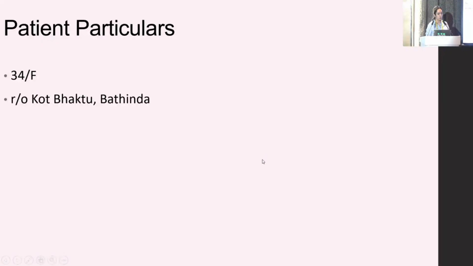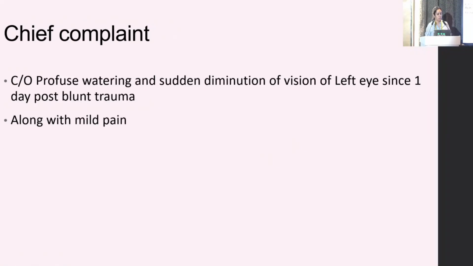So it was a 34-year-old female from Bathinda. She complained of profuse watering and sudden diminution of vision in the left eye since 1 day, and had blunt trauma previously on that day itself. She also had mild pain.